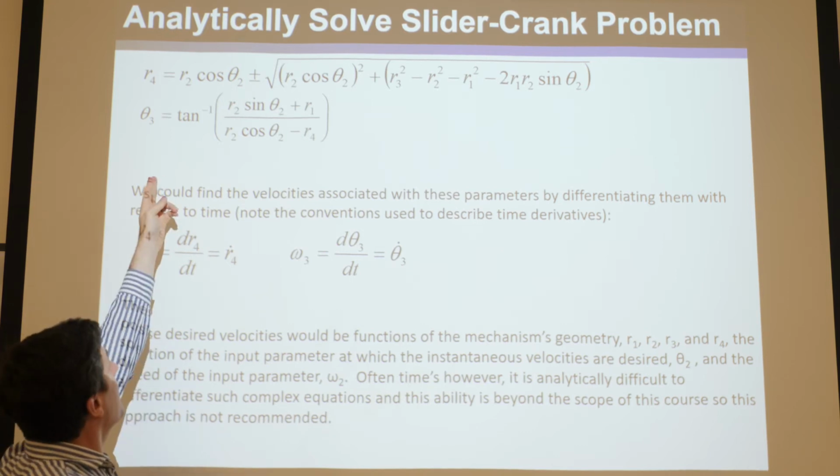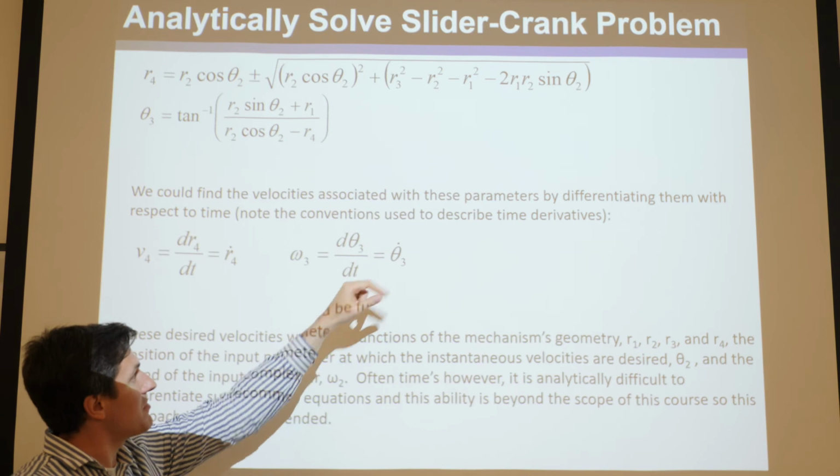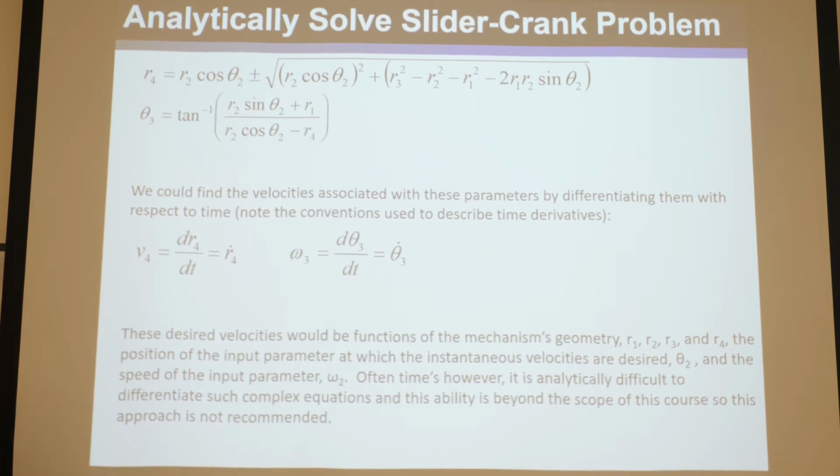If there's a dot above it, that means it's the derivative with respect to time in this course. And then if I want omega 3, I take the derivative of that with respect to time, which is omega 3 dot. And you'd be right. You could totally do that, and you'd get the right answer. The answer would be a function of all the constant link lengths, a function of theta 2, which you were already given for position analysis, and a function of theta 3 and theta 4, which you also know from position analysis.